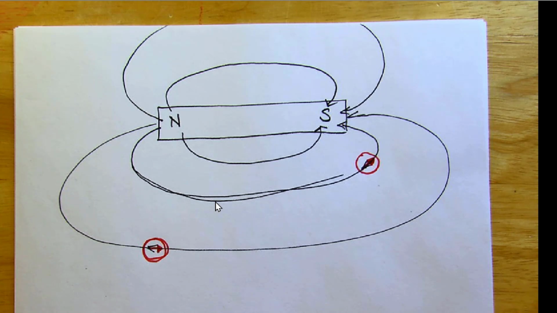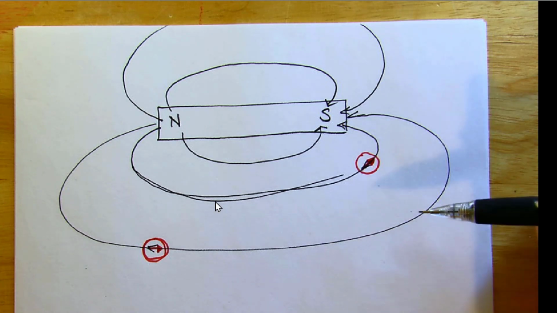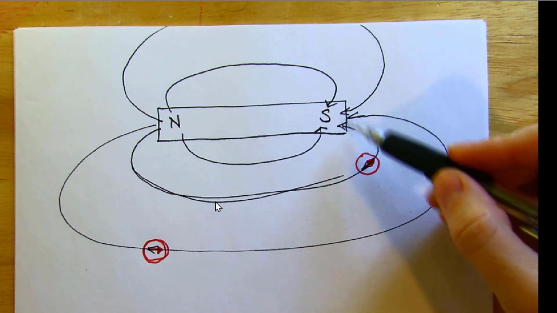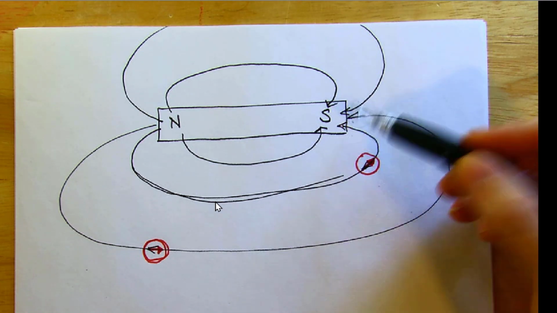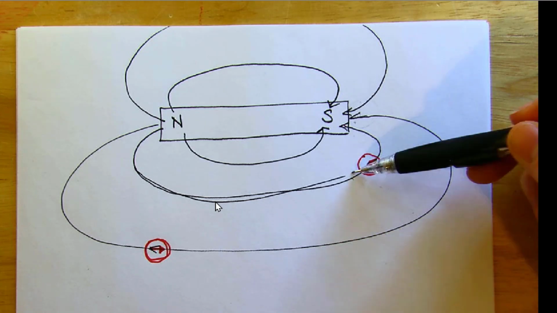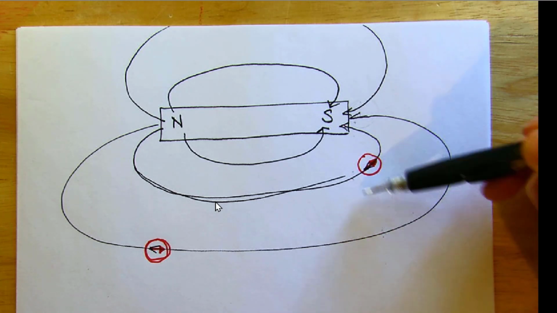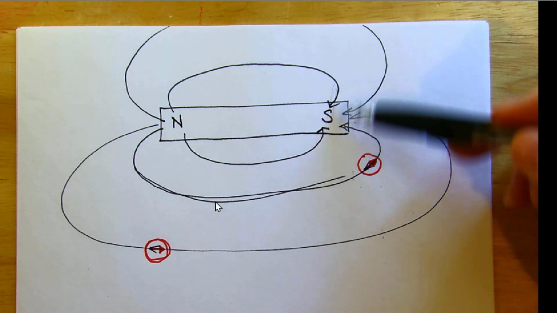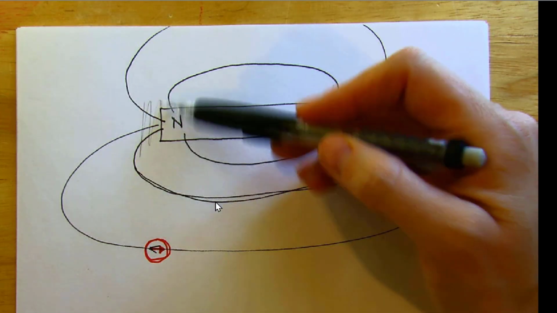And just like with the electric field maps that we had drawn before, it's strongest where these field lines are crunched together. So here I'd say that the field lines are spread apart, so it would be weaker out here. But here is where it is stronger.